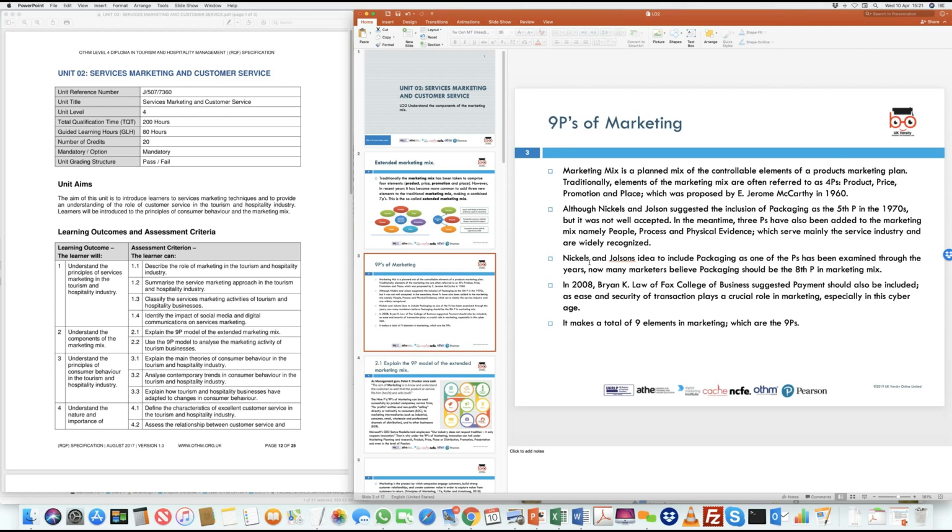So it became quite important, and it was finally accepted as one of the essential Ps, which allowed marketers to advertise, differentiate, and use this as a long-term marketing ploy to be able to attract customers. So packaging was included. And then the last P, which I mentioned to you earlier, was included in 2008 into the extended marketing mix, which is why it is called the 9 Ps now.